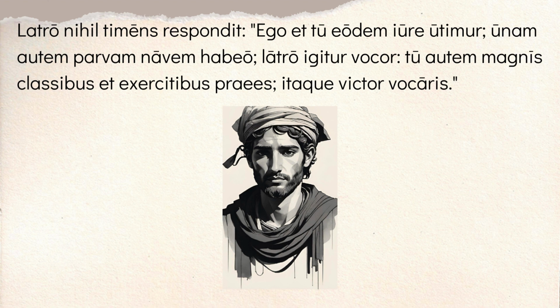So he says, I have, right, a small ship, right? Unam. I have one small ship, and autem here is like sort of moreover, however. So he says, I have one small ship, unam parvam navem, and he says, igitur, right? Therefore, latro vocor. So therefore, I am called a pirate, a latro, a bandit.